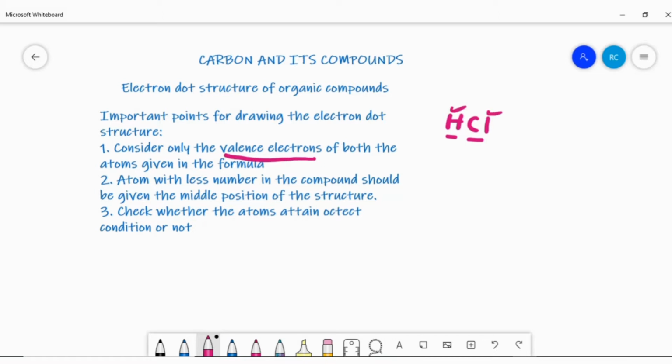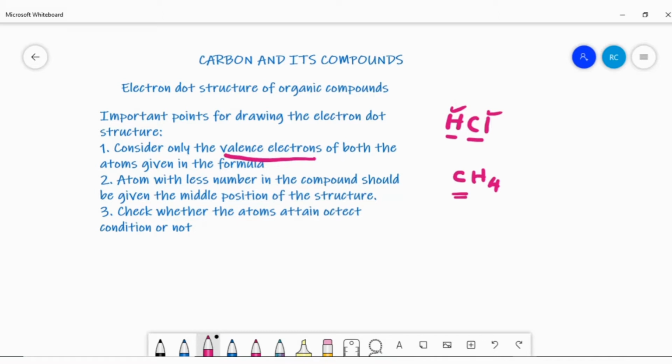Now, the atom with the lesser number in the compound should be given the middle position of the structure. For example, if you are drawing CH4 molecule, the atom with the lesser number is carbon. So carbon should be in the middle of the structure, and 4 hydrogen atoms are surrounding the carbon atom. That is how we draw the electron dot structure of methane molecule.